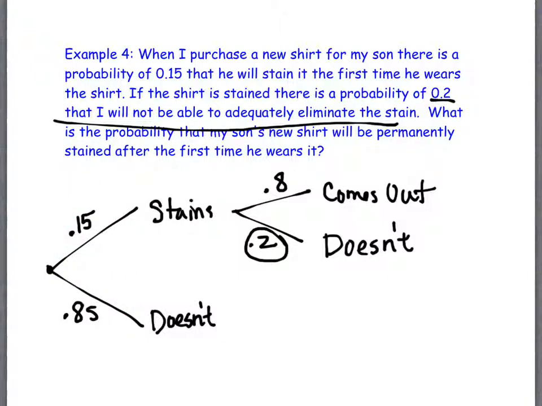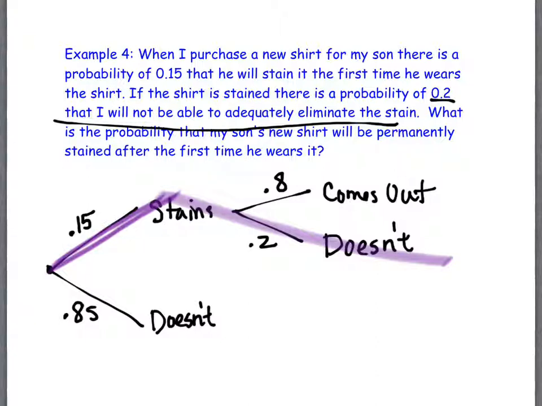All right, the question asks then, what is the probability that my son's new shirt will be permanently stained after the first time he wears it? So which branch is this talking about? First and the second. All right, so the first branch here, and then the second branch here.